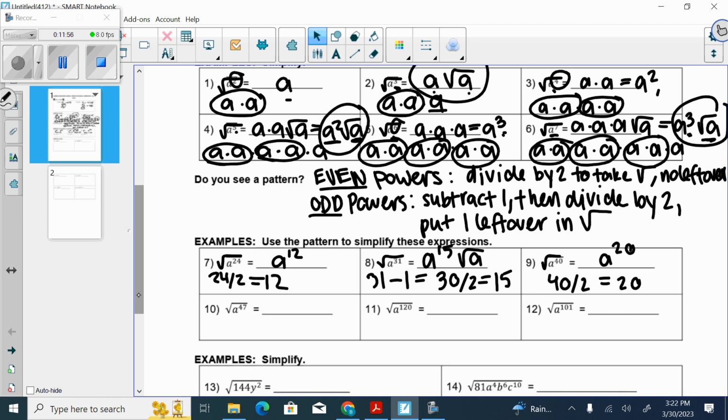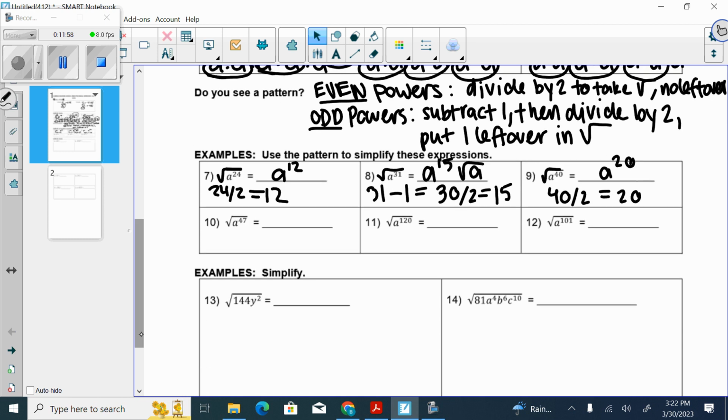Okay. Number 10. We've got A to the 47th. Even or odd? Odd. So what do I do with that exponent? Subtract 1, which would give me 46, which, yes, when I divide by 2 gives us 23. So I'm going to have A to the 23, but what else am I going to have? An extra A, and where is it going to go? Inside. Good job.